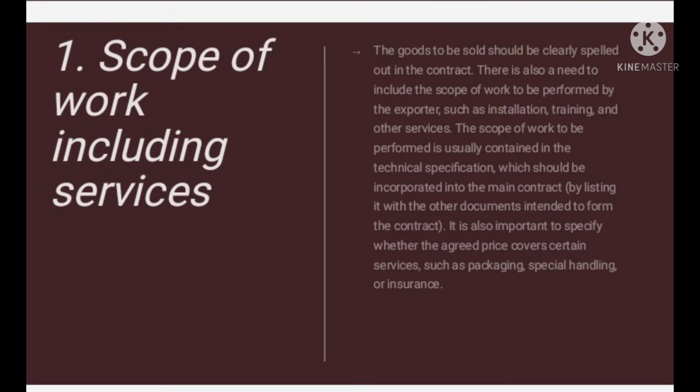Number 1. Scope of work including services. The goods to be sold should be clearly spelled out in a contract. There is also need to include a scope of work to perform by the exporter, such as installation, training, and other services. The scope of work to be performed is usually contained in the technical specification, which should be incorporated into the main contract by listing it with other documents intended to form the contract.